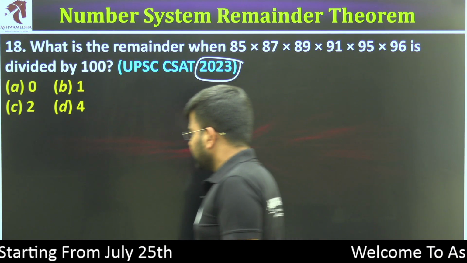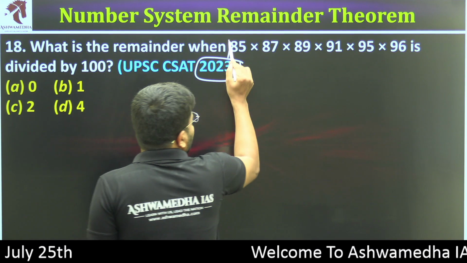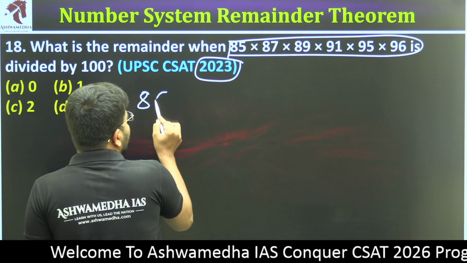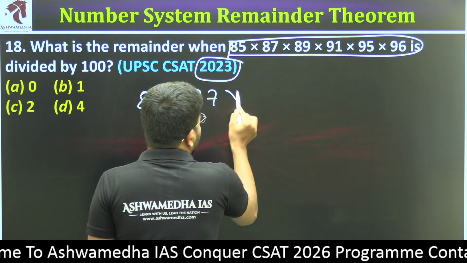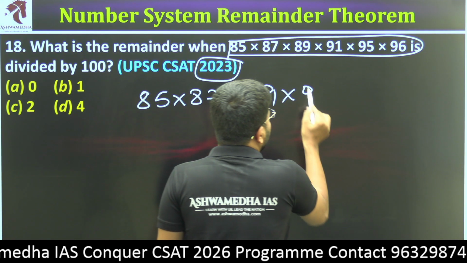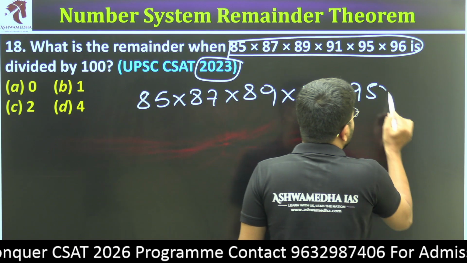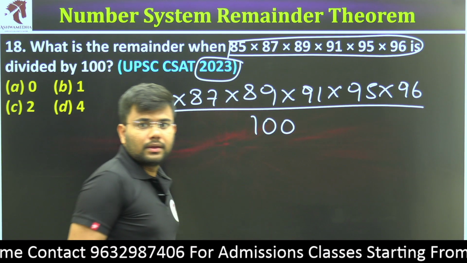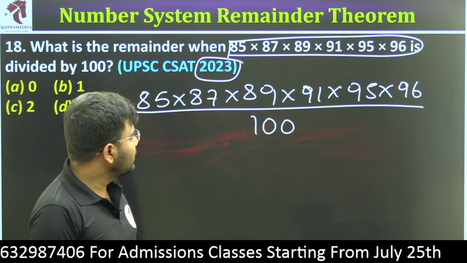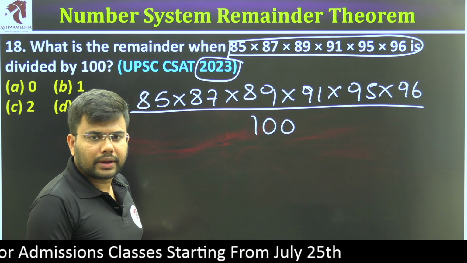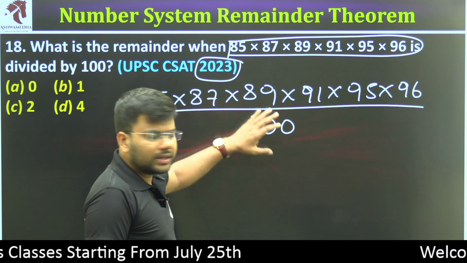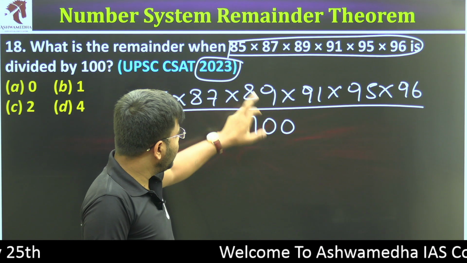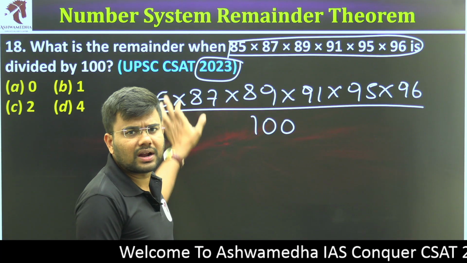Look here now. What is the remainder when you get these kinds of problems? 85 into 87 into 89 into 91 into 95 into 96, whole divided by 100. Take this for granted, it's not granted. You have to get the thought that if the numerator and the denominator are there, you are finding the remainder. While doing so, you are supposed to write 85 as 100 minus 15.